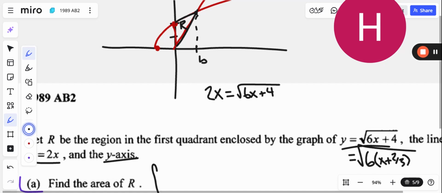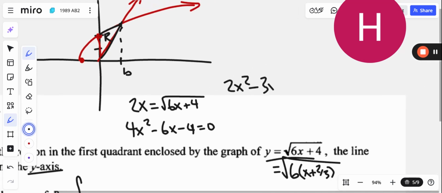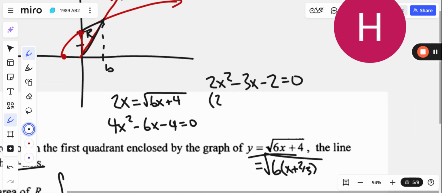Alright, let's square both sides. So we have 4x squared. And let's also move the 6x over, as well as the 4. Okay, now this reduces to a pretty nice polynomial, 2x squared minus 3x minus 2. So this is pretty easy to figure. We have 2x and x. We have, what would that be? Minus 2 and plus 1 here, I believe.